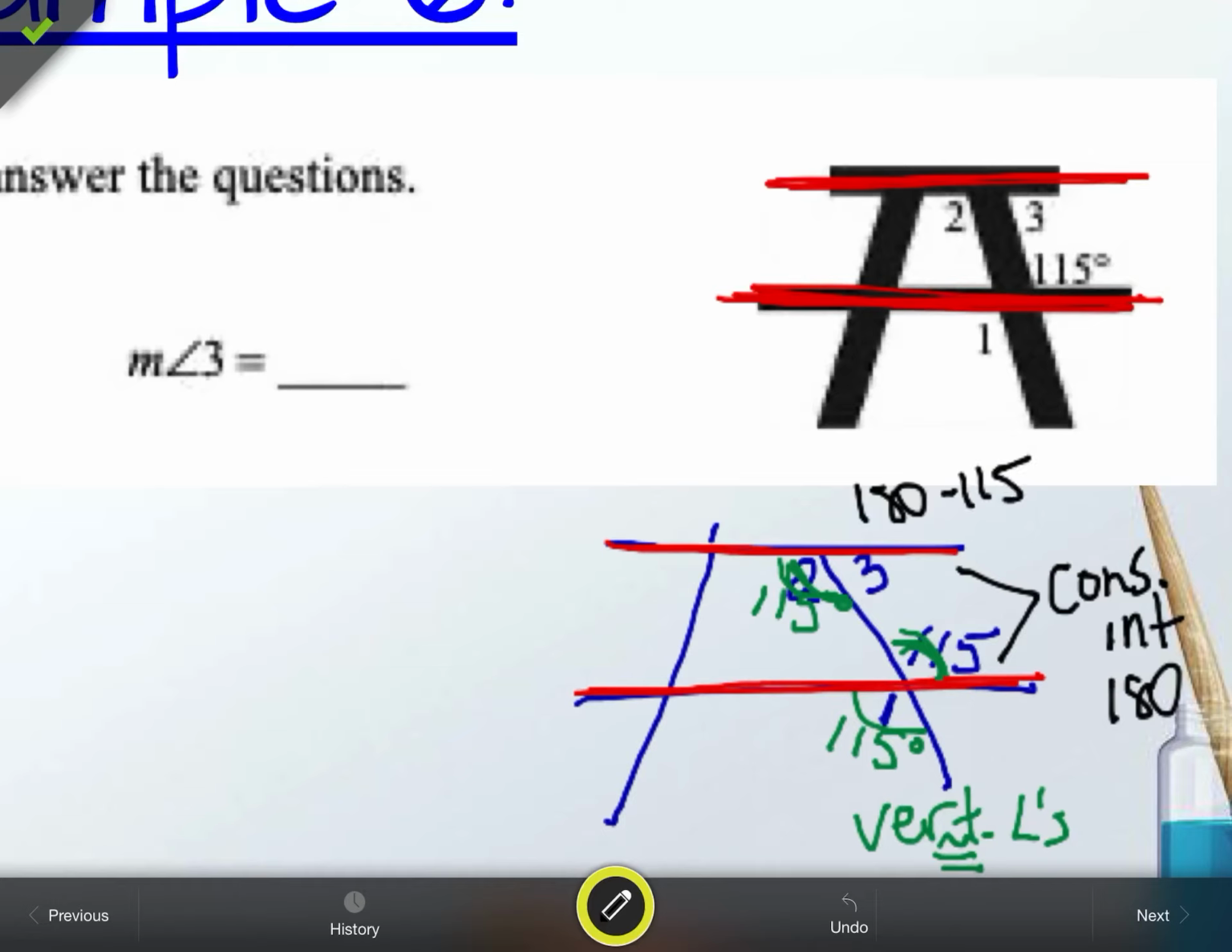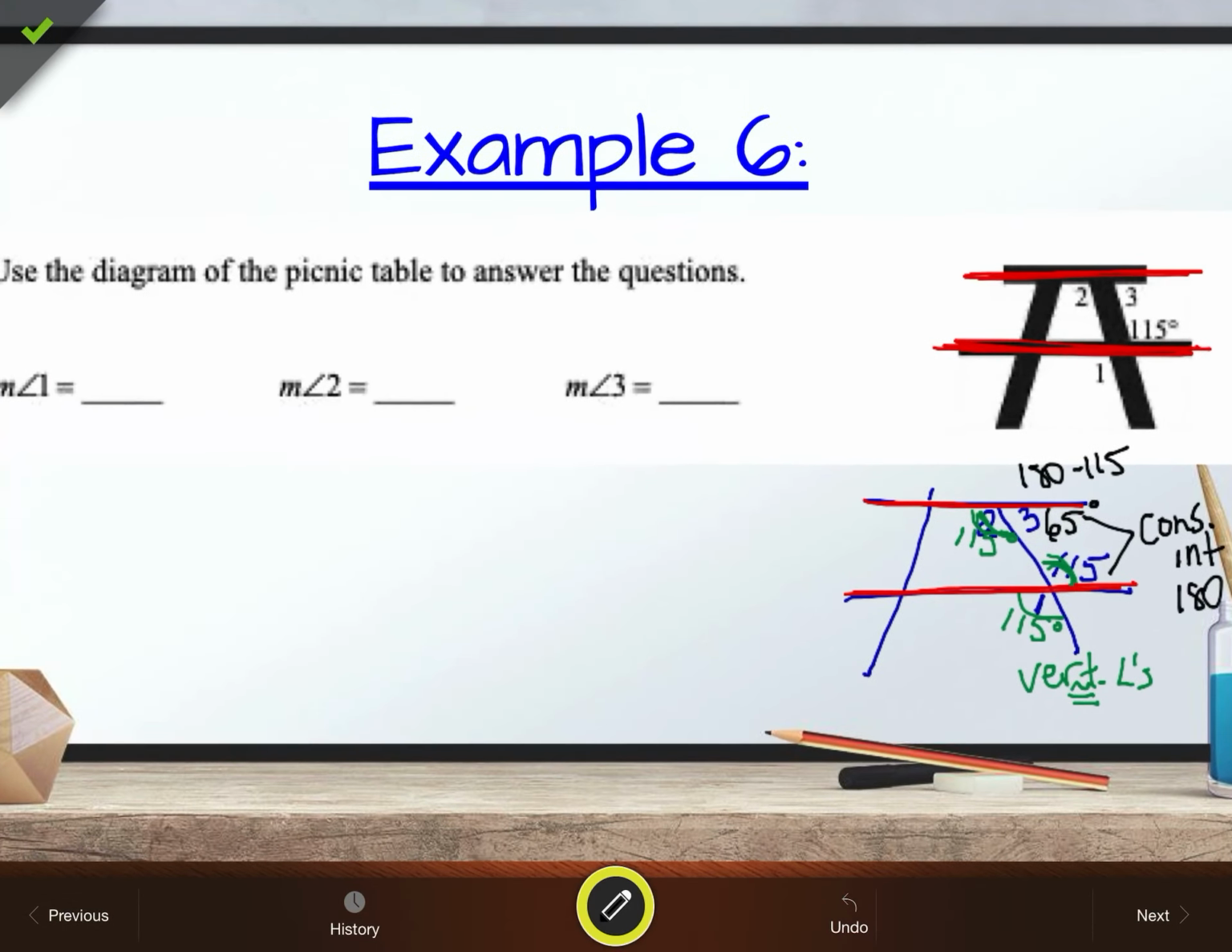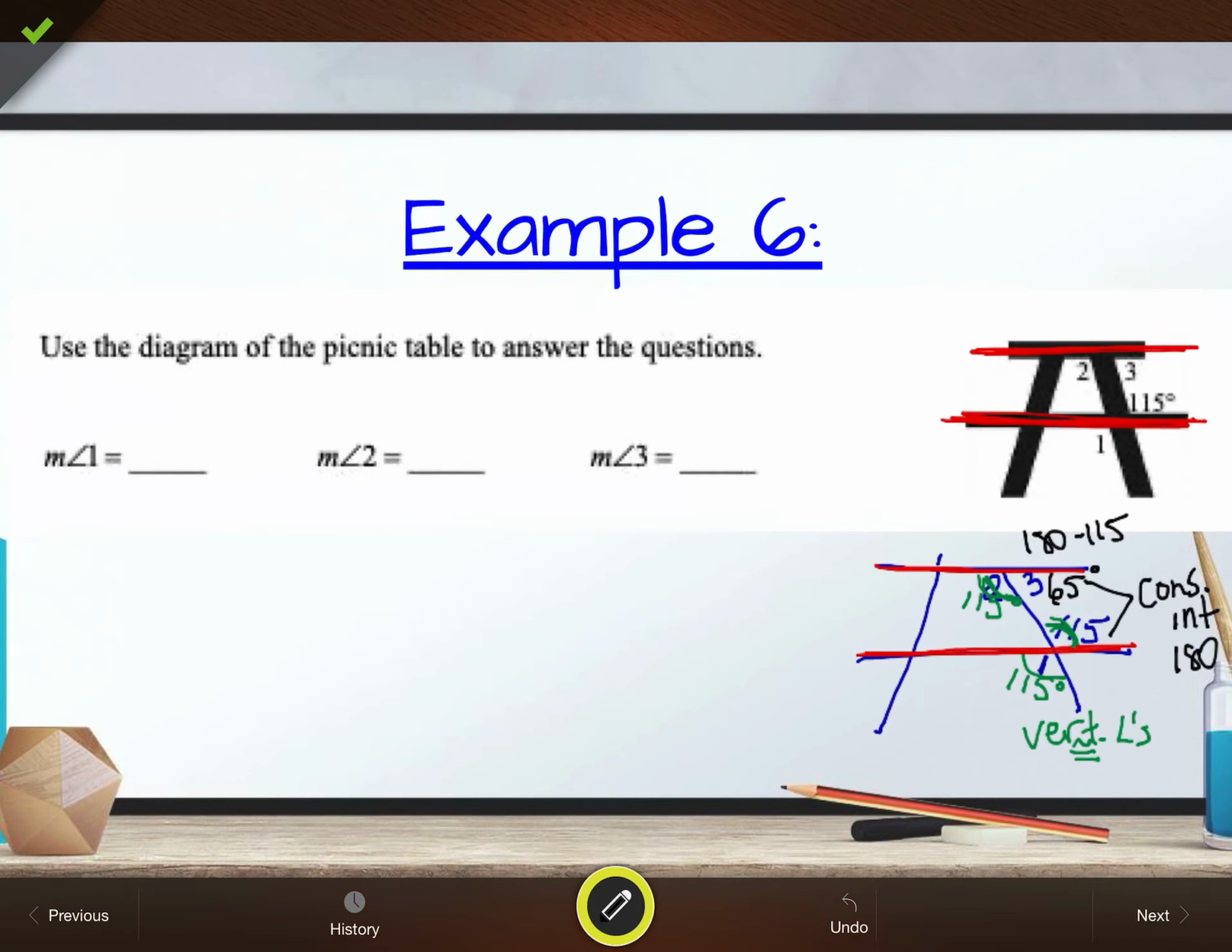Now, does anybody see a different way to get there? Yeah. Angle 2 and 3 are linear. Again, flashing back to week 2. What do we know about linear angles? Oh, they're next to each other and make a straight line and add up to 180. So I also could have said 180 minus 115 using angle 2. So again, different people will see it differently. As long as your reasoning is valid, go with it.